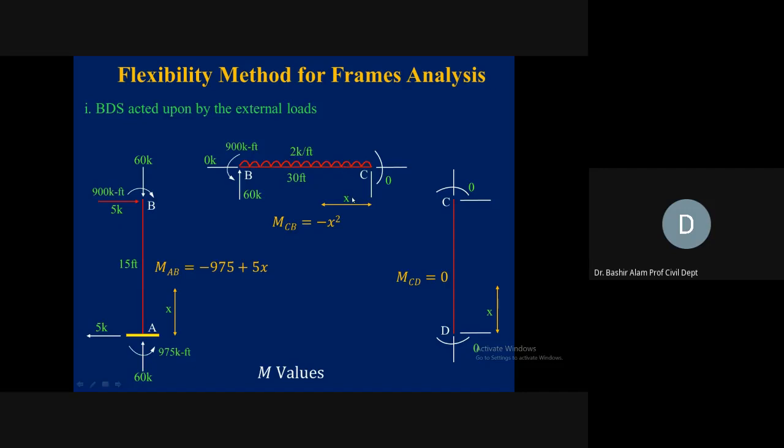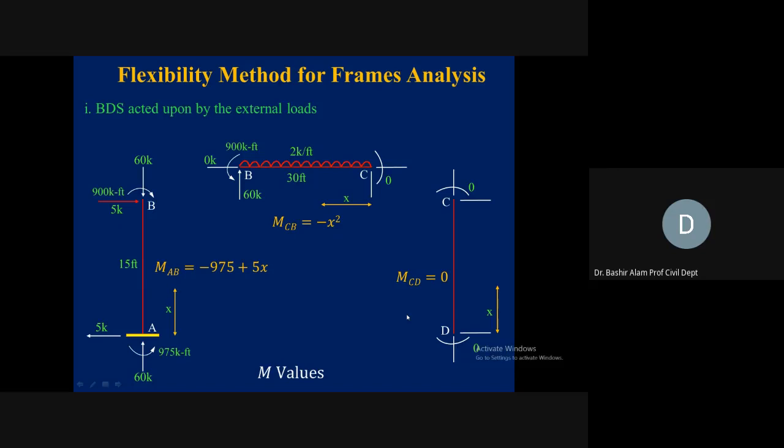So 2x squared divided by 2, and the negative sign comes again from this moment causing tension at the outermost fiber, which is the topmost fiber in this case. So that is why we have minus 2x squared divided by 2, meaning minus x squared. 2 and 2 are getting cancelled. For CD, we took D as the joint, and here the shear is 0, axial is 0, bending moment is 0. So the whole MCD or MDC is equal to 0. So this way we generate our capital M values.